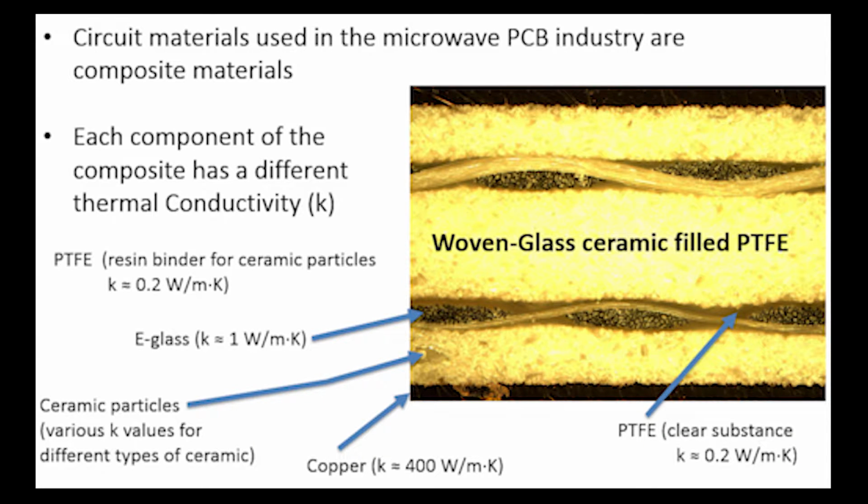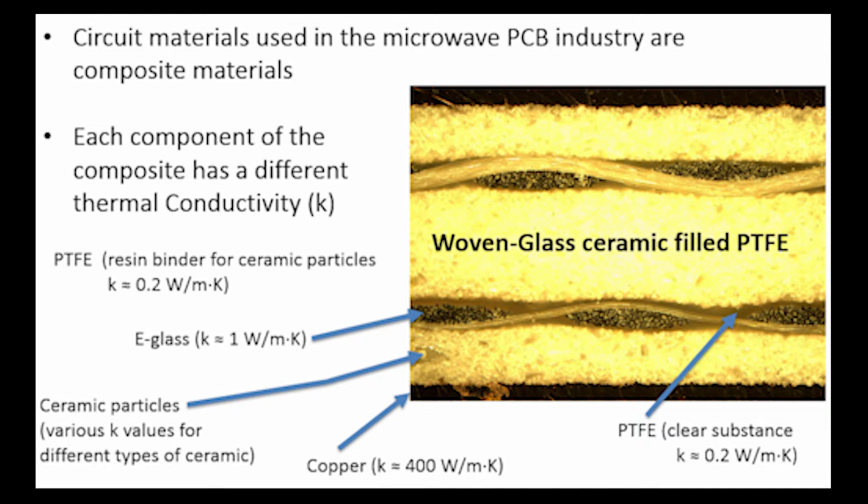What I'm showing here is a cross-sectional view of a material that is used in the high-frequency industry, and really what it is, is a woven glass ceramic-filled PTFE laminate. And you can imagine the top signal plane being on the top layer, obviously, and the bottom ground plane on the bottom of this picture. And ideally, the heat should flow from the top to the bottom.